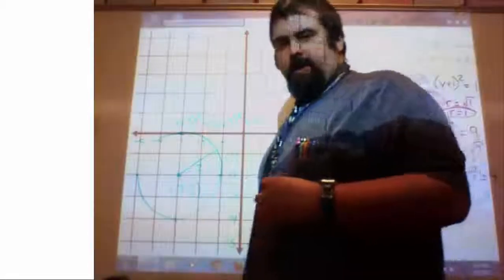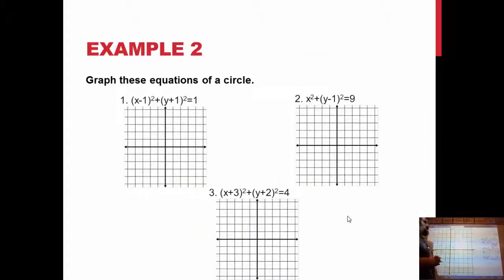Alright, at this point, we're no longer going to look at how to graph these, because I think we have a pretty good grip on how to graph them. We're also not going to look at just how to write them. We're going to look at how to write them if I gave you a circle in a graph.